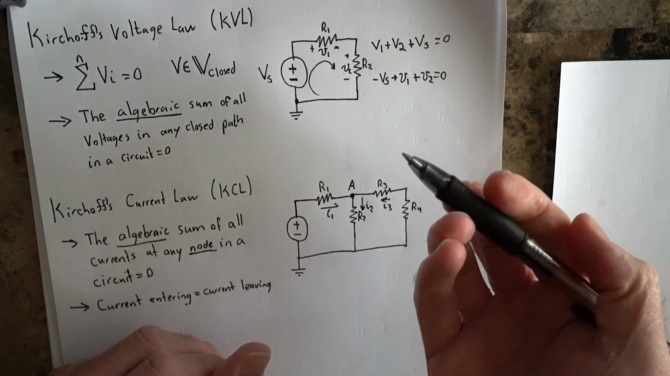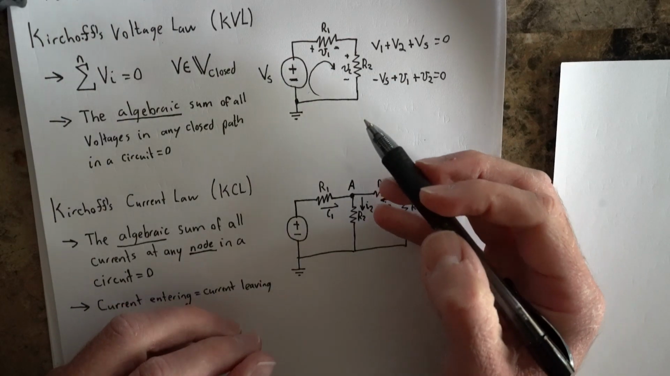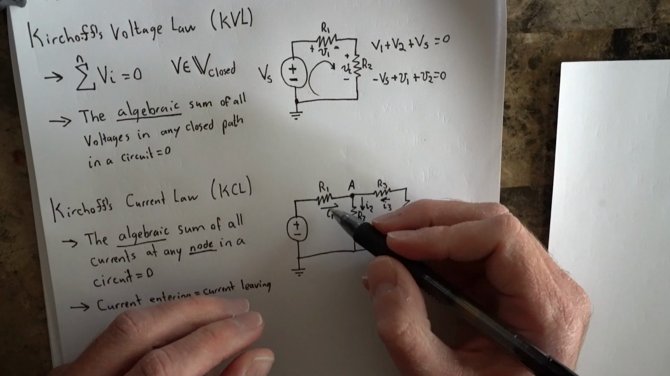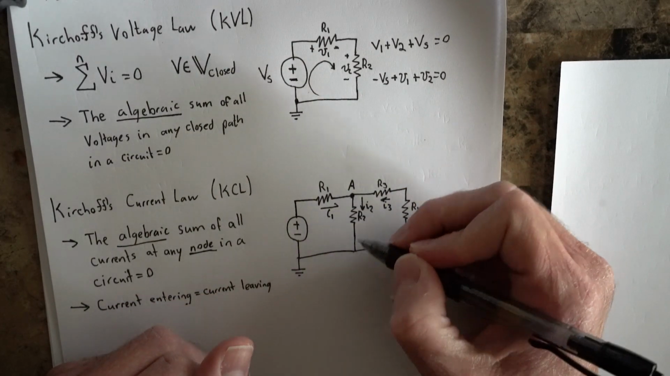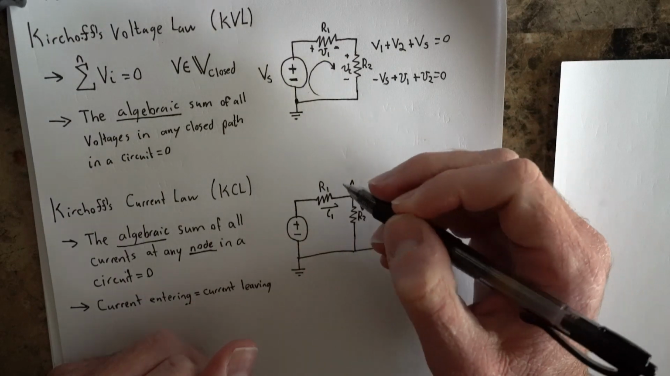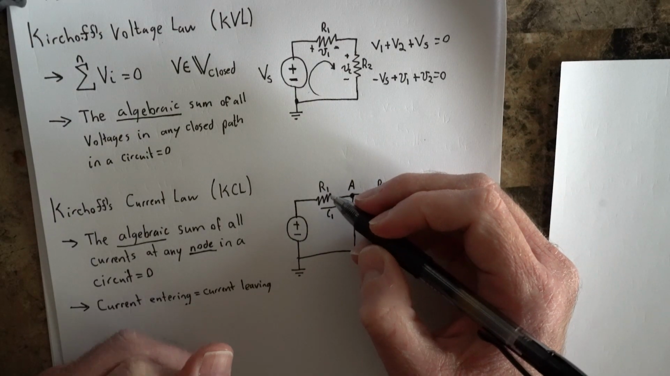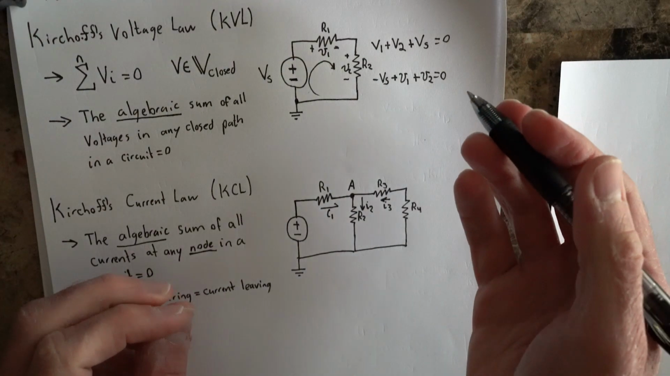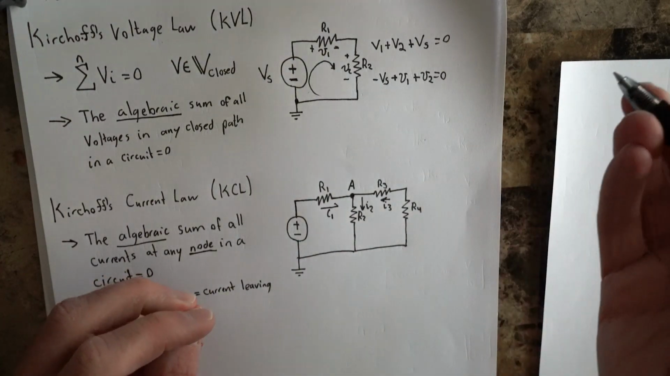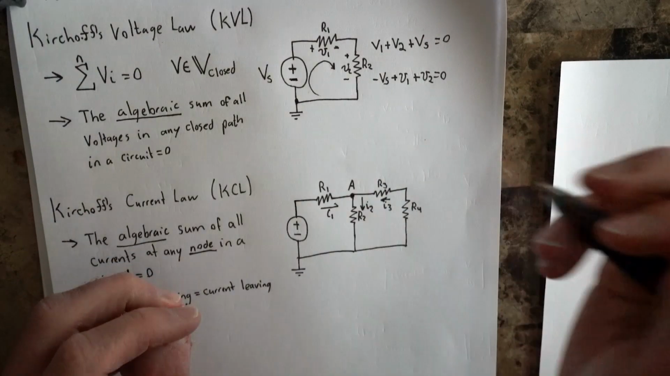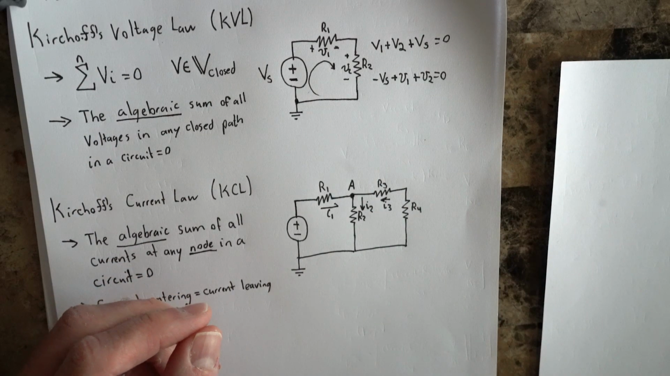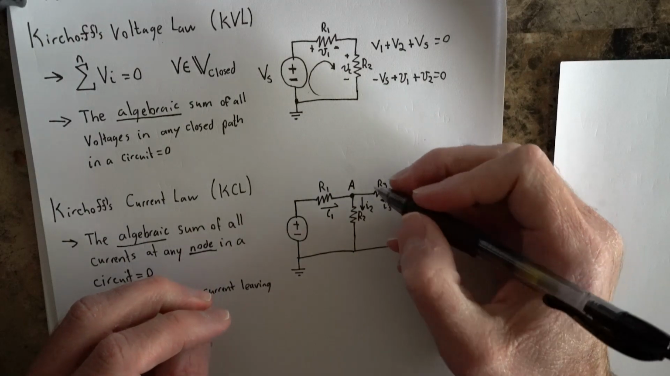Now, similar to Kirchhoff's voltage law, we can assign an arbitrary direction to each current. We could have them all leaving the node, we could have them all entering the node, or we could have a mix of both. Again, it doesn't matter. If we guess wrong, the math will correct itself. And we'll see that in an example later on in this lecture.